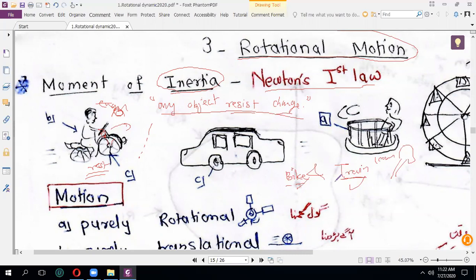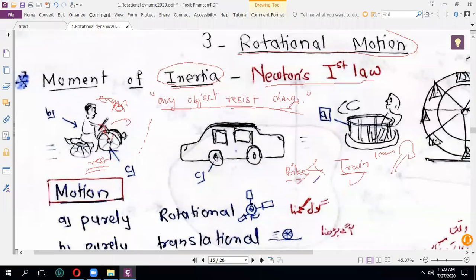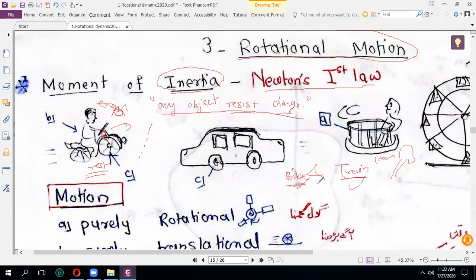The train takes time to stop. But what is the reason why the train stops late and the bike stops early? The force is very high, it is moving very fast. Sir, the train is very long.